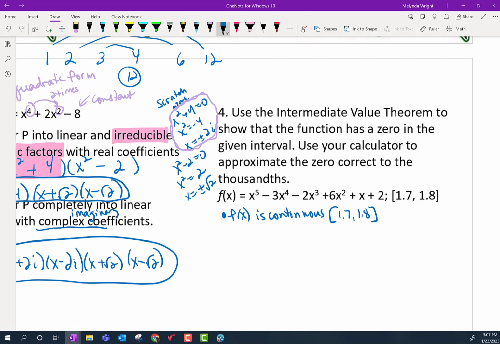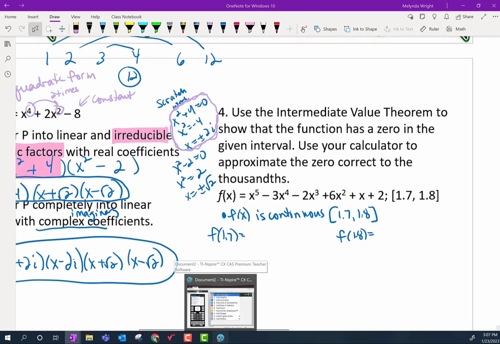Well, to do the second bullet point, we need to find f of 1.7, and we need to find f of 1.8. We need to figure out if those are equal or not. And this is where I go to my calculator. Okay, are we okay so far? So we've established that the function is continuous. Now we need to find some function values.